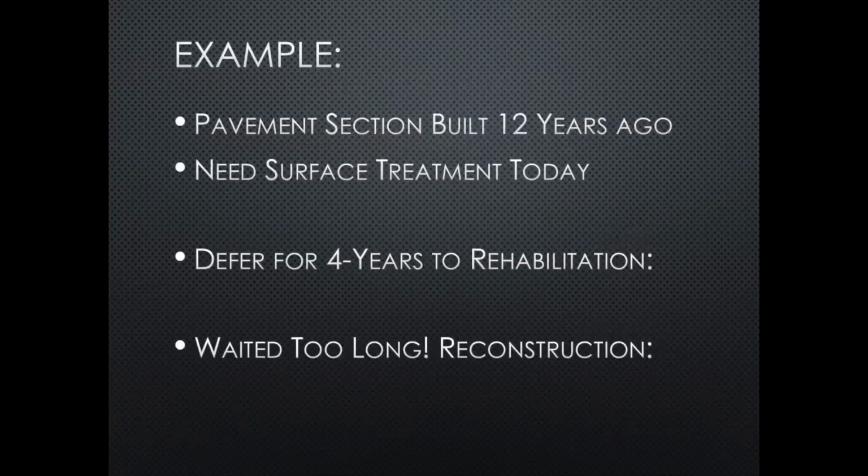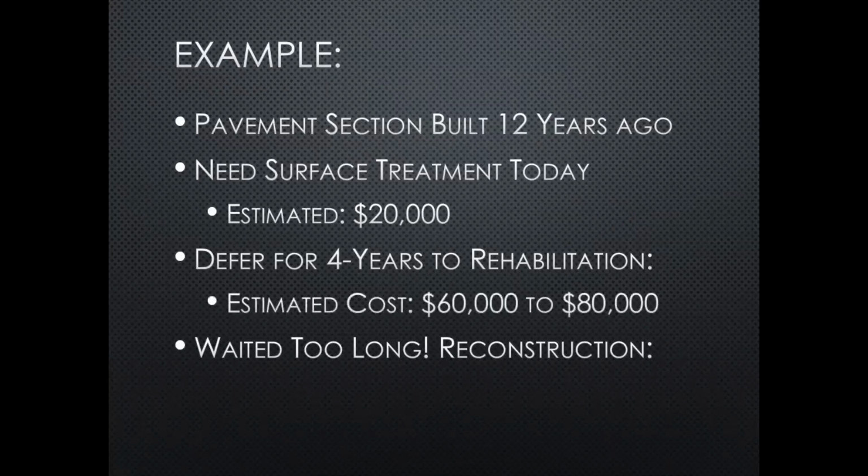Here's an example. We've got a section of pavement built 12 years ago. It needs a surface treatment now. That'll be about $20,000, again depending. It's going to vary depending on the road length and size of what you do. But just for this example, it's going to be about $20,000. If we defer it for 4 years, then we start to get those failures showing up, and then we have to rehab it. It's going to increase those costs to $60,000 to $80,000. That's a substantial increase when you have limited funding.